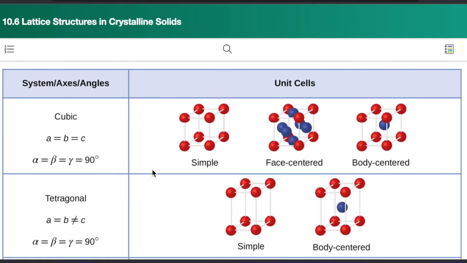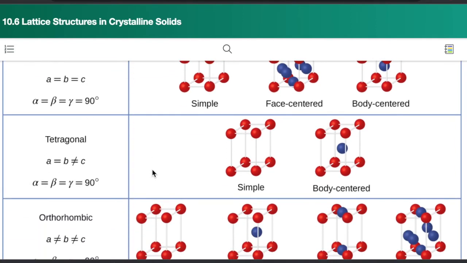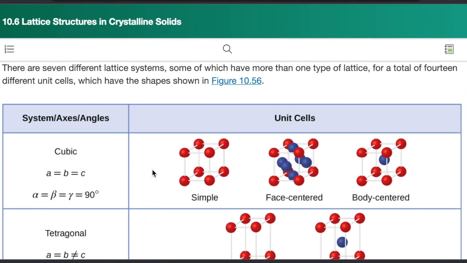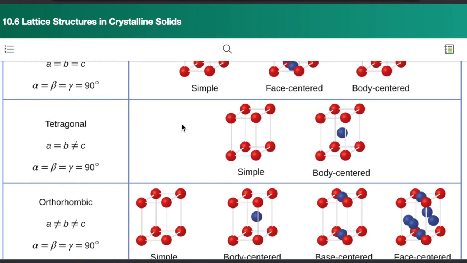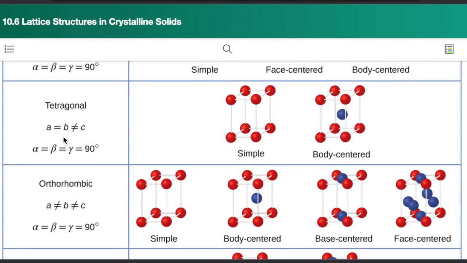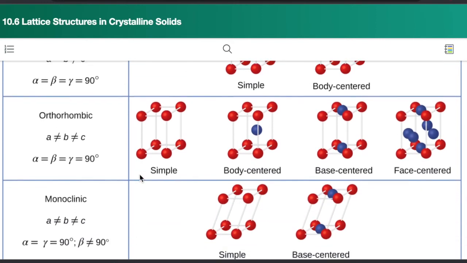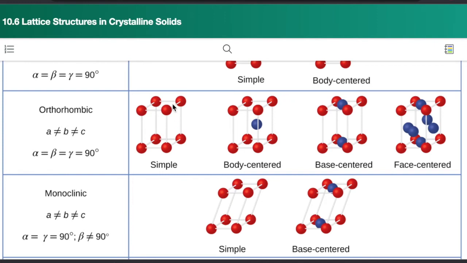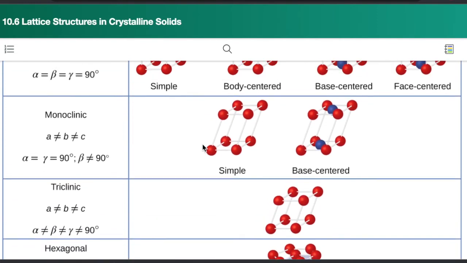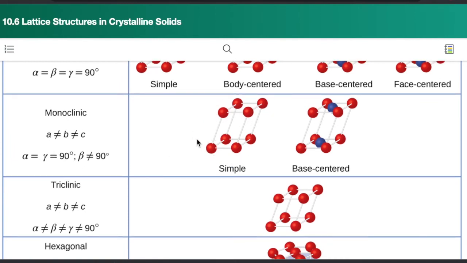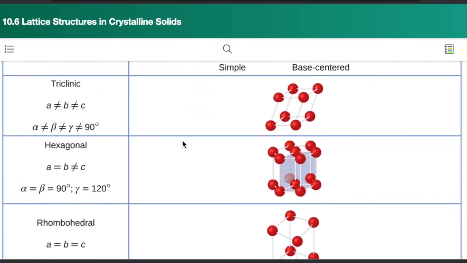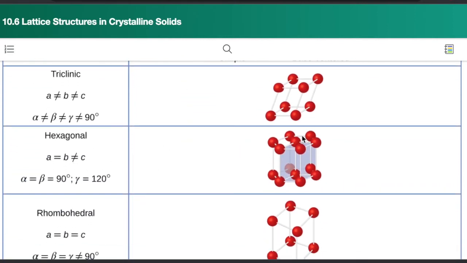There are 14 types of unit cells altogether in 7 different systems. So we have ones that are more rectangle rather than square, still with right angles. We have other rectangles where none of the edges are the same length, but it's still all right angled. And then we have some that don't have all 90-degree angles, with the edges all different lengths, or with some of the edges the same. Here we have a hexagonal type of structure.